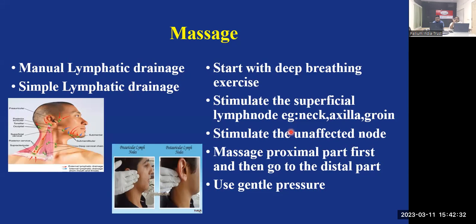So after the deep breathing exercise, you have to stimulate the superficial lymph nodes. Then you can stimulate the opposite, unaffected side, because if you have developed lymphedema in the right hand, you have to stimulate the left axilla. Then you can massage from the proximal part to the distal part. First, you have to clear the proximal area, then go to the distal part.